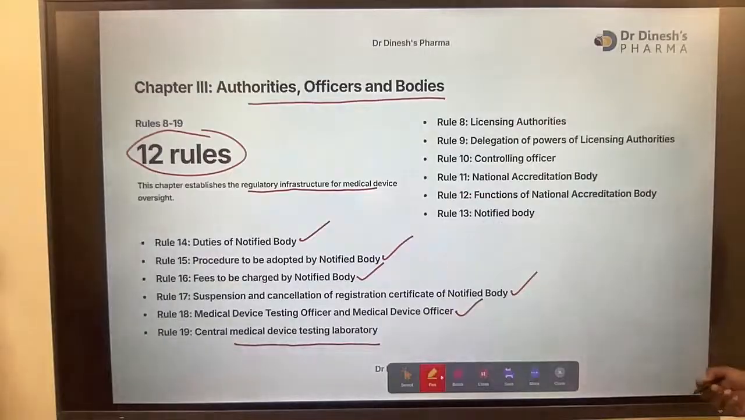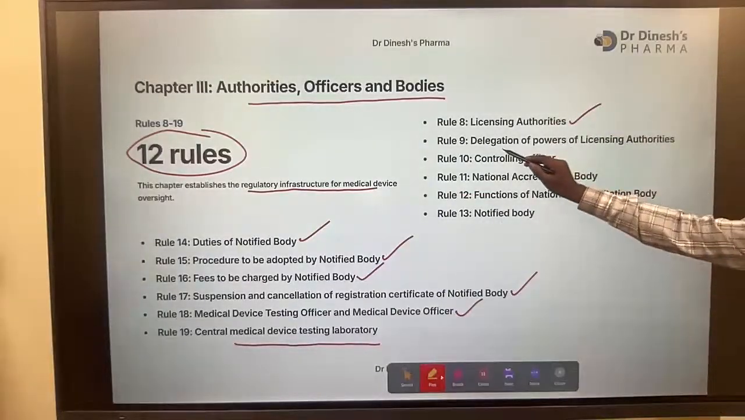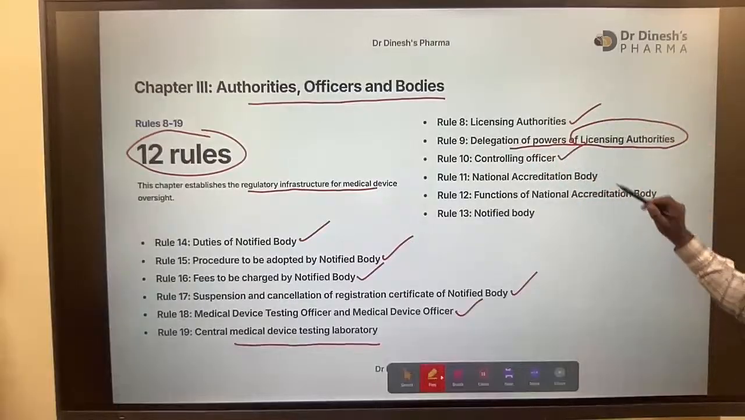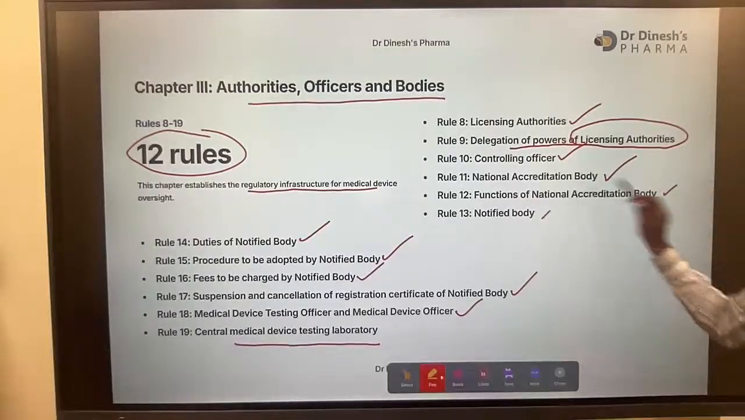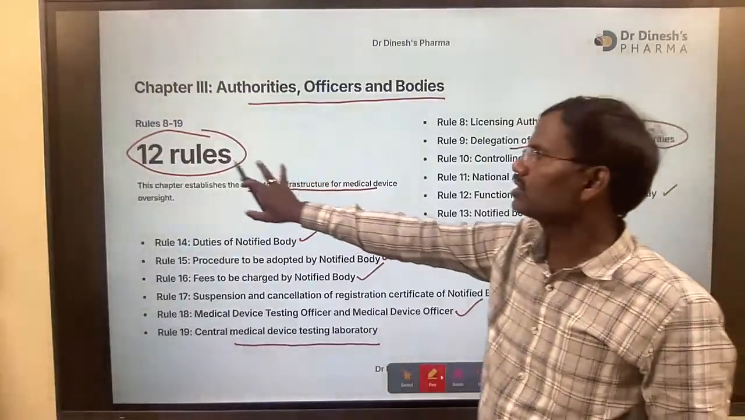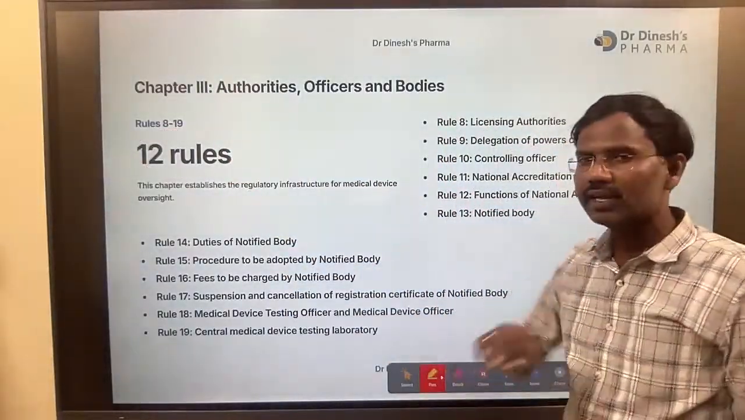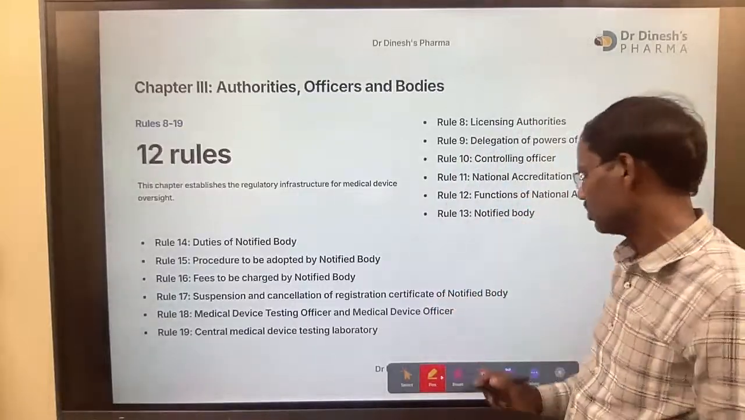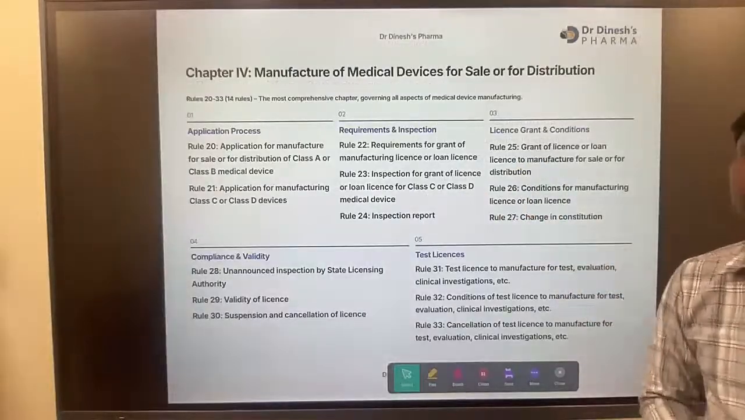And rule 8 talks about licensing authorities. Then 9 talks about delegation of powers of licensing authorities, and then controlling officer, then national accreditation body, then functions of national accreditation body, notified body. So this is how 12 rules are present in chapter 3. Don't worry, we'll put all these rules together in one place, I'll tell you that also. Just remember chapter wise: chapter 3 contains 12 rules.